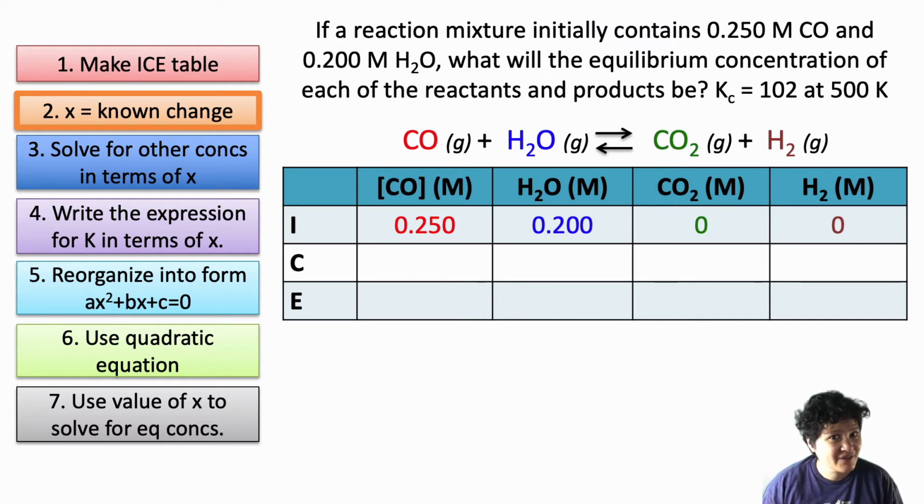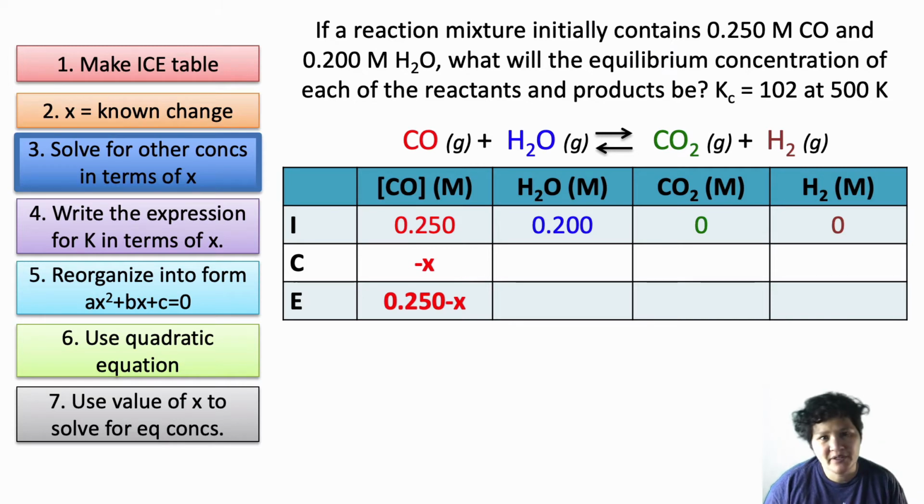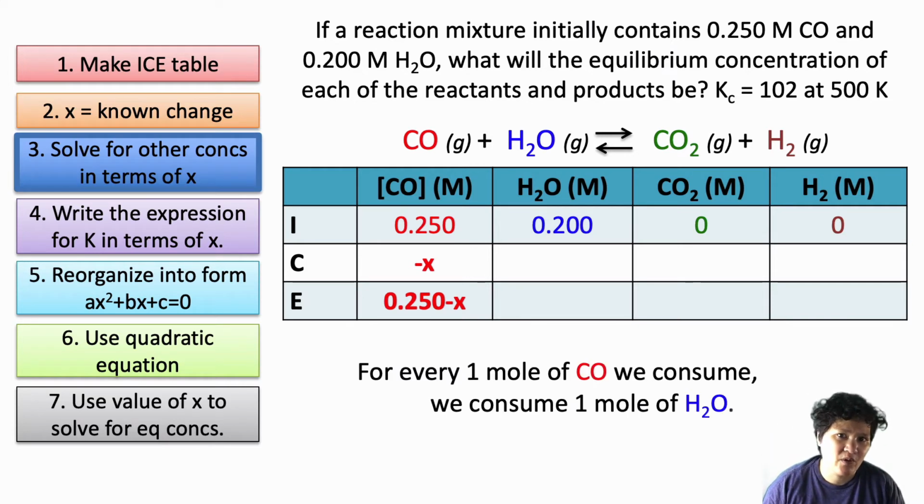I can say that with confidence because I know that in order to make carbon monoxide, we need to start with carbon dioxide. But we don't have any carbon dioxide at the start. So since we're only losing carbon monoxide, I'm actually going to make our change minus x. So our equilibrium concentration of carbon monoxide will be 0.250 minus x. Now let's go on to step 3, where we use our stoichiometric ratios to solve for all the other concentrations. So let's start by looking at water. Every time we use up a mole of carbon monoxide, we also use up 1 mole of water.